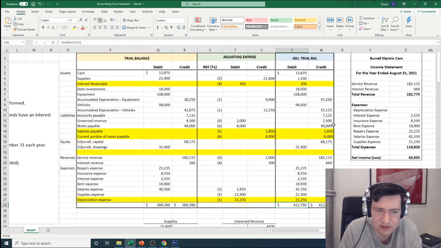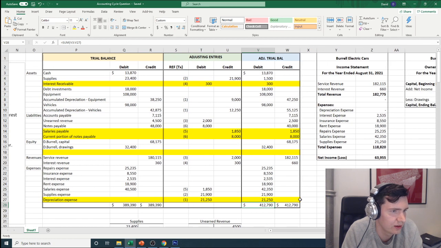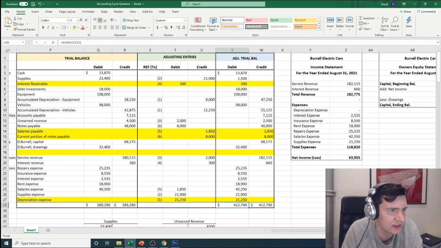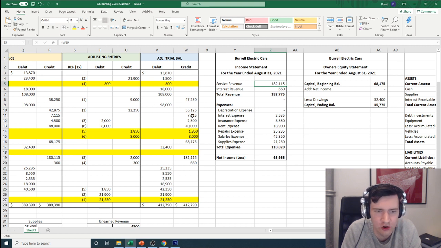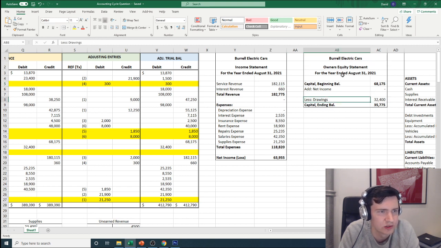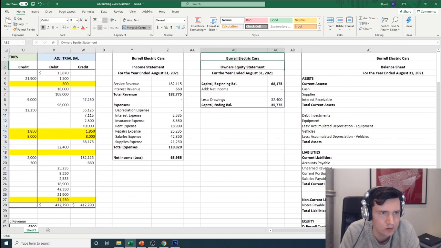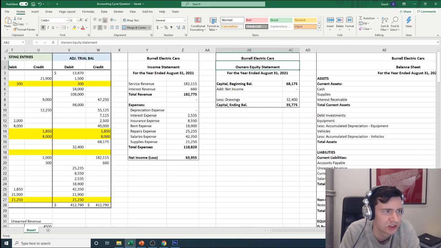I'm really glad it balances because I didn't want to troubleshoot that. So we're all good now. And now you can see that I've actually filled out the rest to show how all of this gets carried over to the respective income statement and the owner's equity statement, which is just another name for your retained earnings statement, and then your balance sheet.